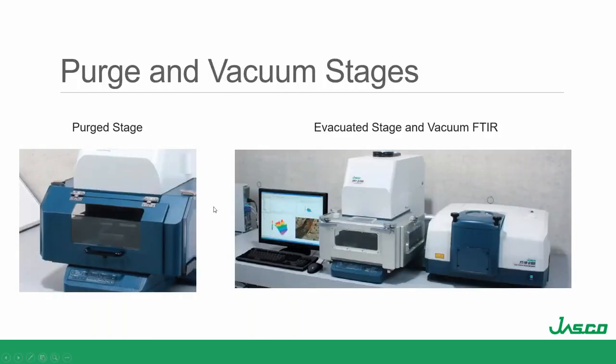If you have samples that interact with the atmosphere, or if you've got really weak signal, it's very good to use a purge stage. A purge stage, just as it sounds, is a purge box built around the stage. I really like this design. Compared to a lot of the other ones, it fits flush to the instrument as opposed to some of the others. And if you're looking at really, really low signals, you can have the vacuum bench and then the evacuated stage area.